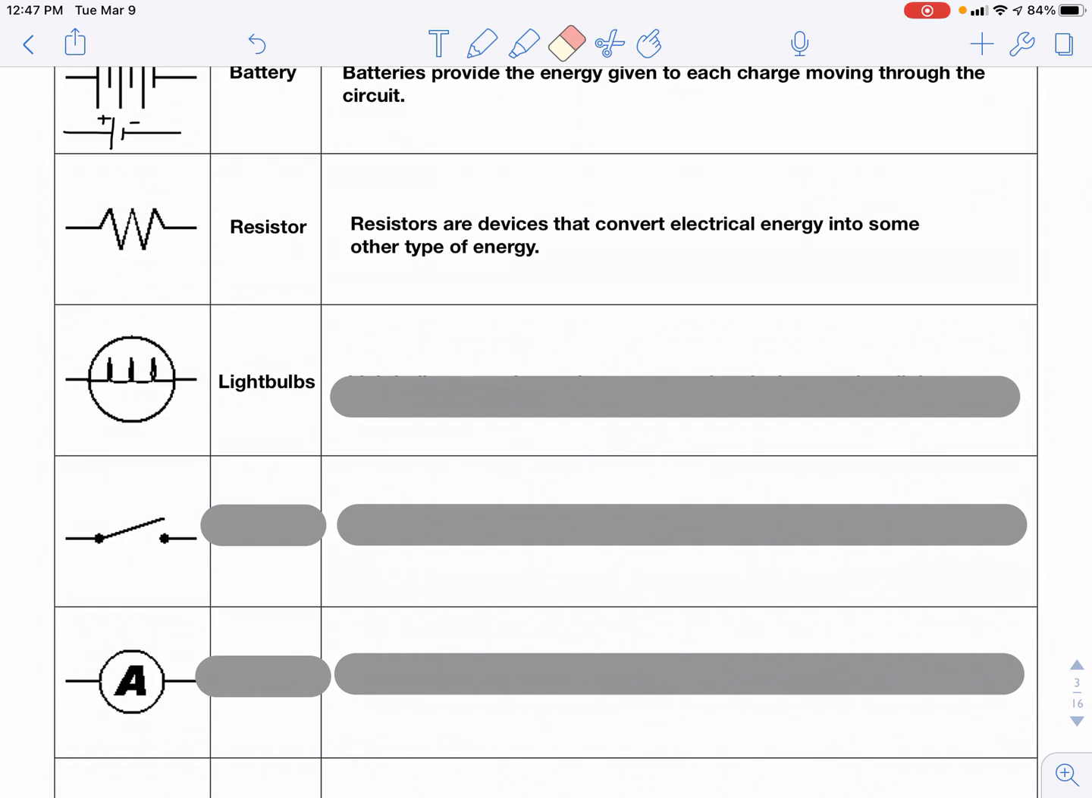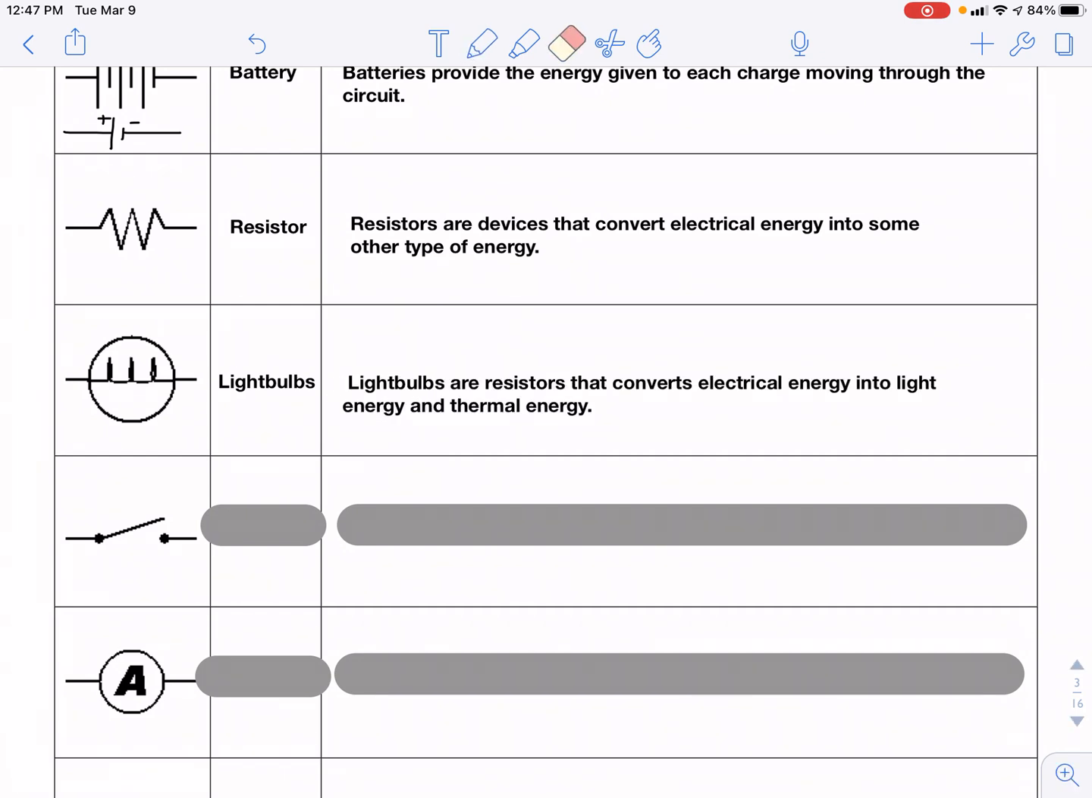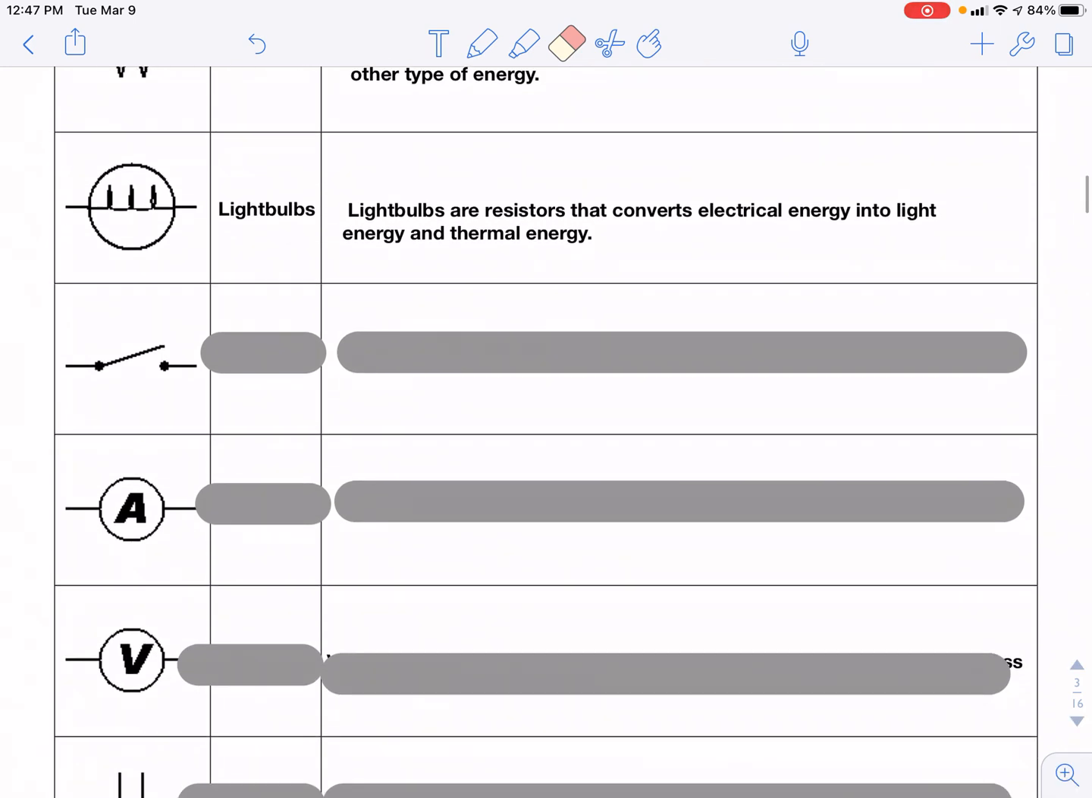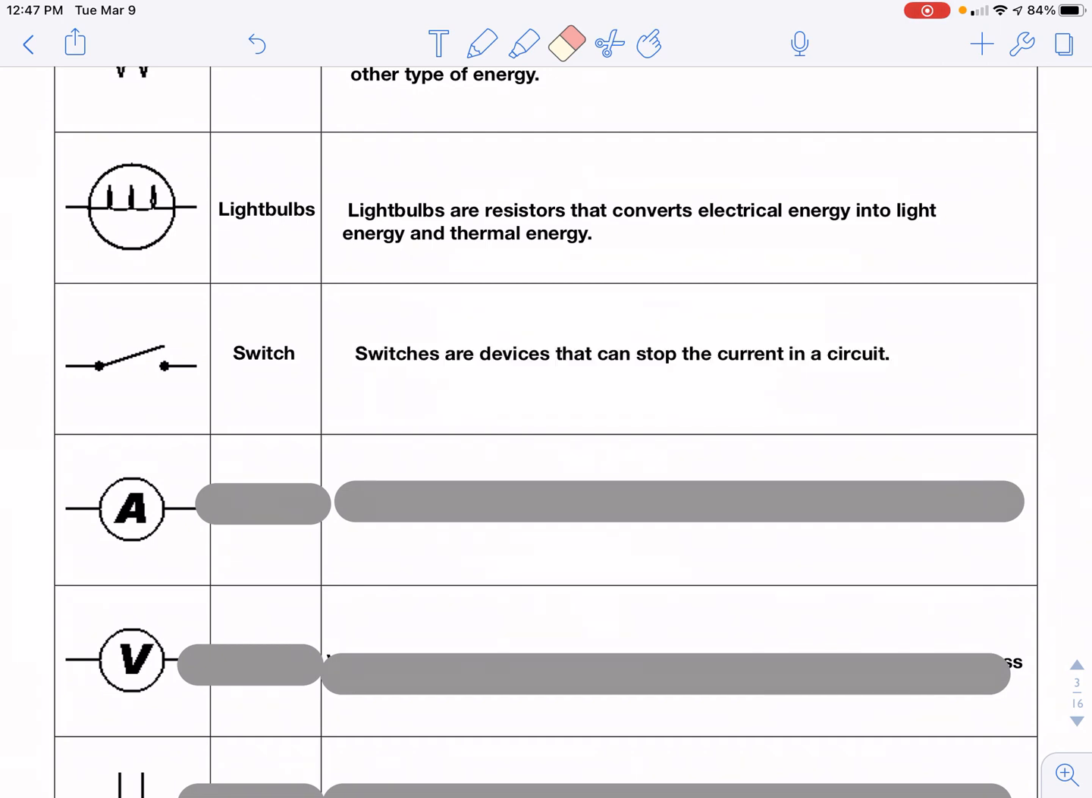And so a circle drawn over small L shapes is an example of how you draw the symbol for a light bulb. And light bulbs are resistors that convert electrical energy into light and thermal energy. The symbol that looks like an open bridge is a switch. And switches are devices in the circuit that help control the amount of current in the circuit. They can turn on and off the current in a circuit.